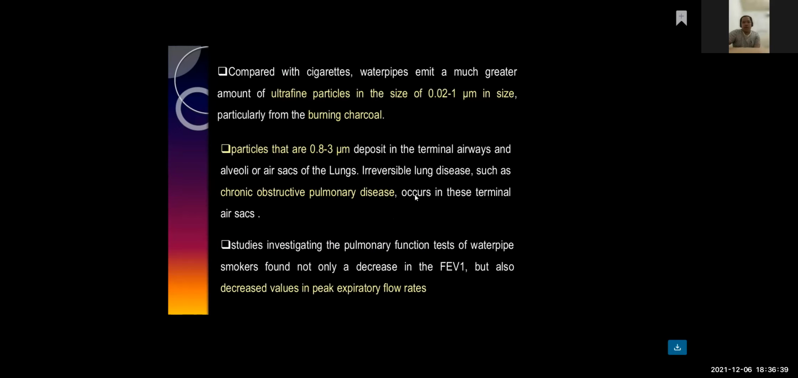polyaromatic hydrocarbons. Compared with cigarettes, water pipes emit a much greater amount of ultrafine particles, in the size of 0.02 to 1 micrometer, particularly from burning charcoal. Particles that are 0.8 to 3 micrometers deposit in the terminal airways and alveoli, or air sacs, of the lungs. Irreversible lung disease, such as chronic obstructive pulmonary disease, occurs in these terminal air sacs. Studies investigating the pulmonary function tests of water pipe smokers found not only decreased FEV1, but also decreased values in peak expiratory flow rates.